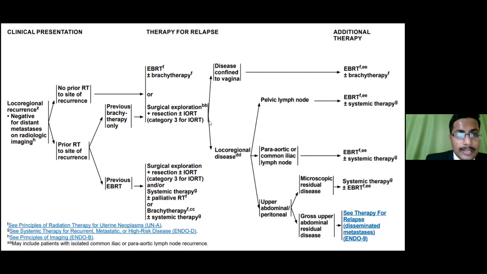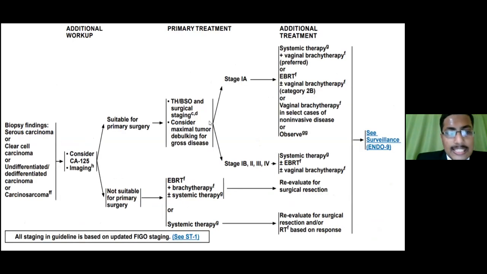And coming to the next step. If the biopsy findings are serous carcinoma, clear cell carcinoma, undifferentiated or dedifferentiated carcinoma, or carcinosarcoma, we have to consider CA125 and other imaging, and then label whether it is suitable for surgery or not. If it is suitable for surgery, we can go for total abdominal hysterectomy and surgical staging, and consider maximal tumor debulking for the gross disease. If it is not suitable, again external beam radiotherapy combined with brachytherapy plus or minus systemic therapy can be given.